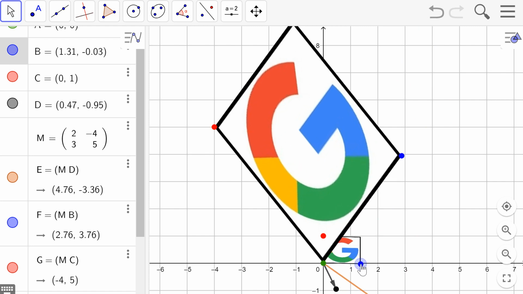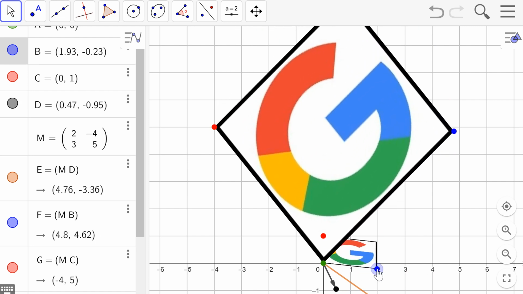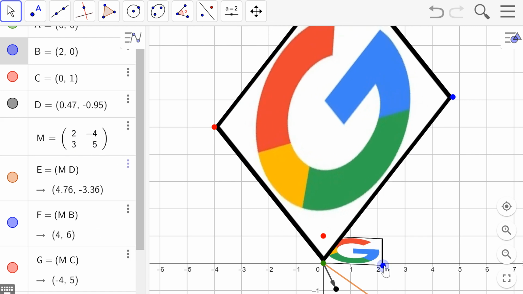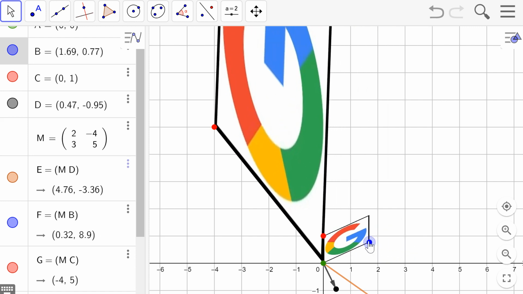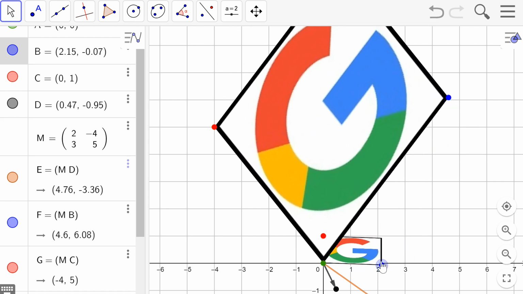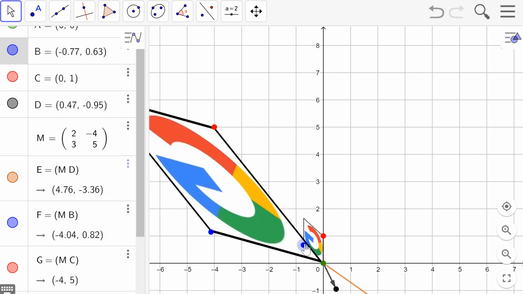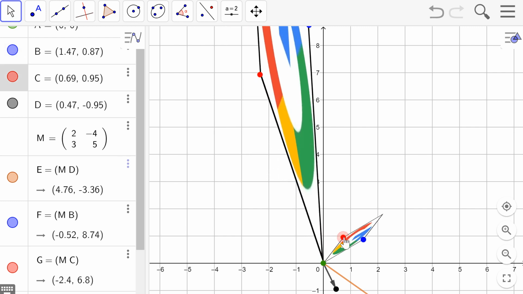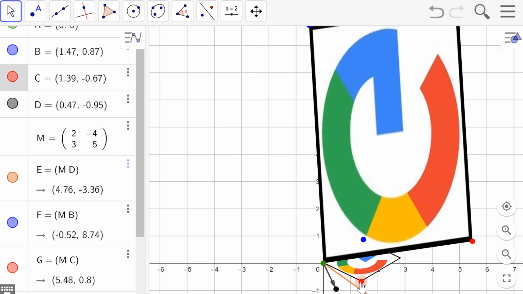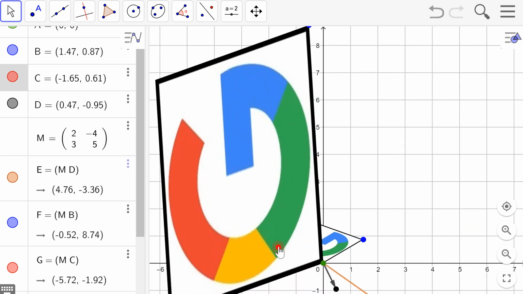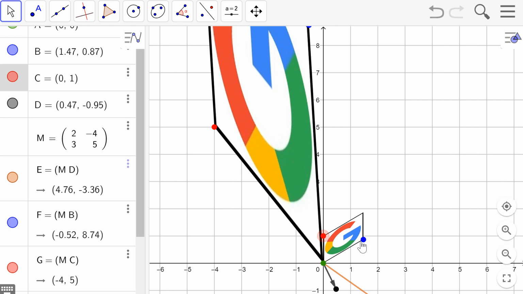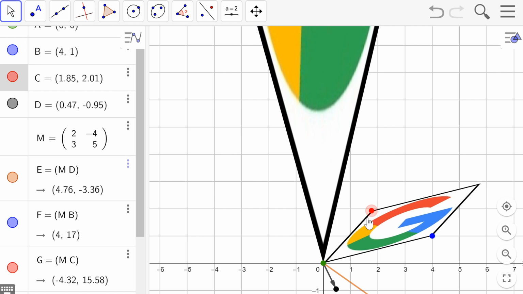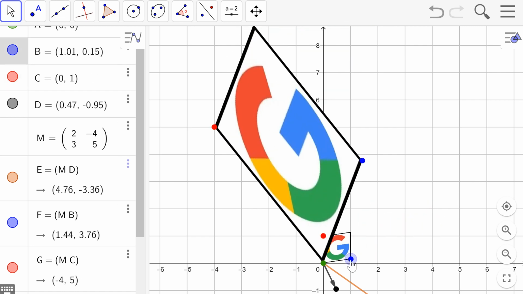Now if I move my blue point around, this is actually what this 2, 3, negative 4, 5 matrix did to my Google picture. This is what the linear transformation did to my Google picture. Now I can flip this and it will flip my picture as well. Now let me move my red point around as well. So in a way, this is what the linear transformation does in terms of image processing. Let me reset this to the original position.